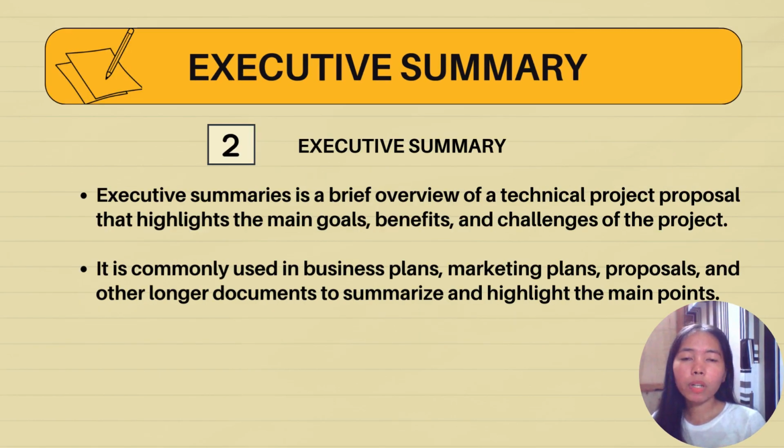So now, since we are done discussing the first type of summary, let's go to the second type, which is the executive summary. An executive summary is a brief overview of a technical project proposal that highlights the main goals, benefits, and challenges of the project. And it is commonly used in business plans, marketing plans, proposals, and other longer documents to summarize and highlight the main points.